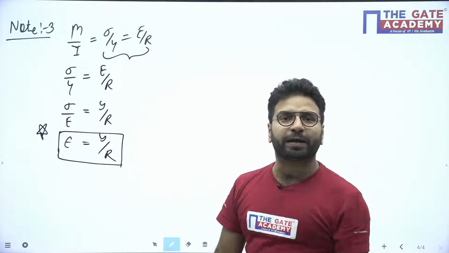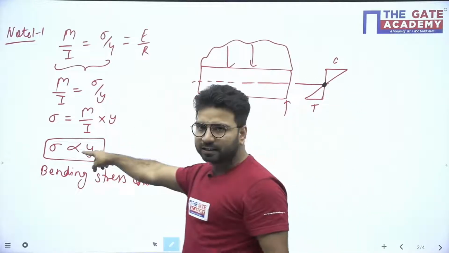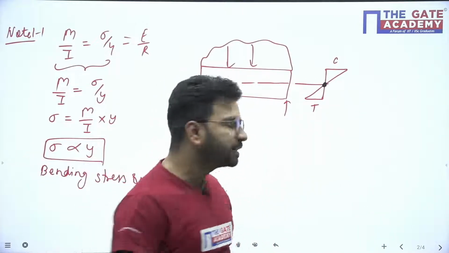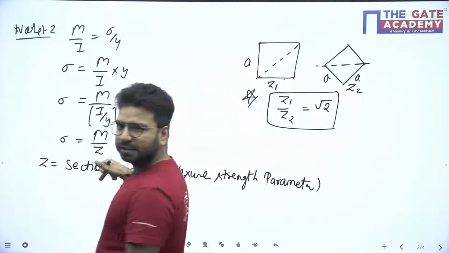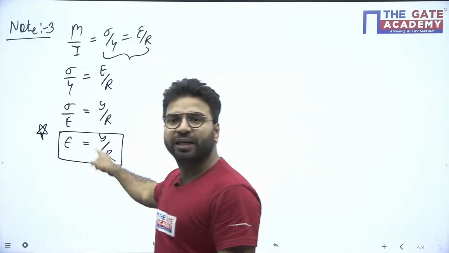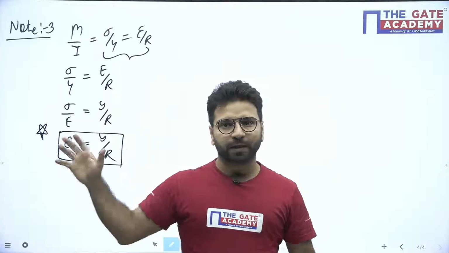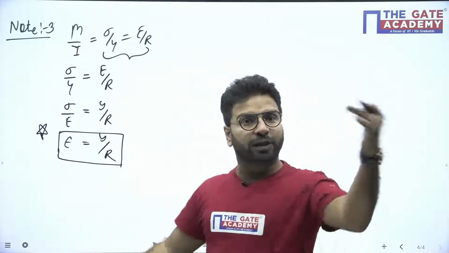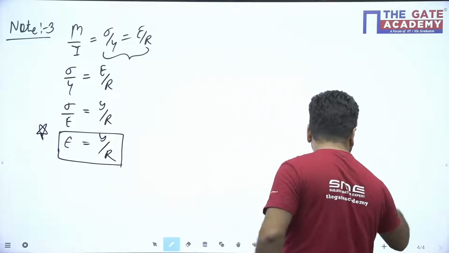So questions may come in the exam. One is directly on the bending stress, where they will ask you to find the bending stress. Second, they can ask you a question on section modulus. Third, they can ask you a question on strain and this radius of curvature, beta. So these are the things possible, which the questions have come from in previous years. Okay, one more topic now.